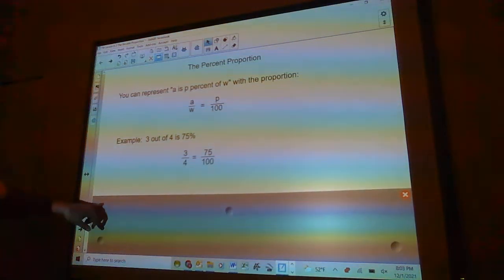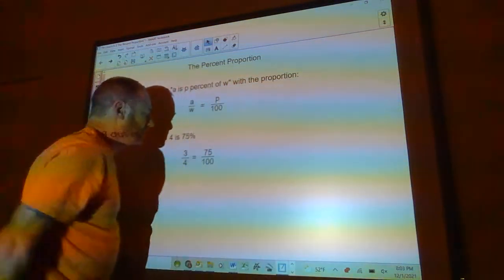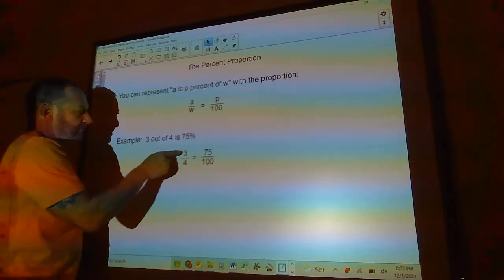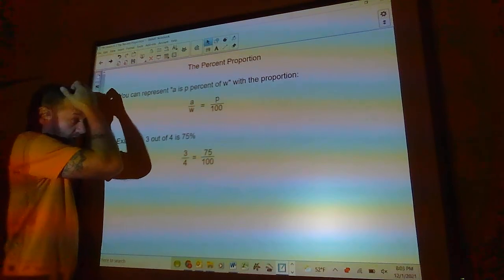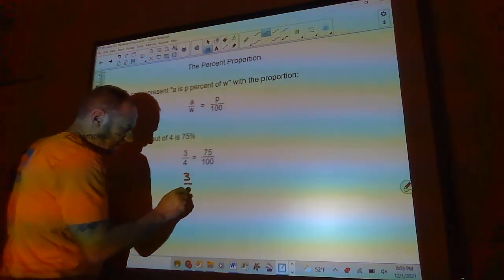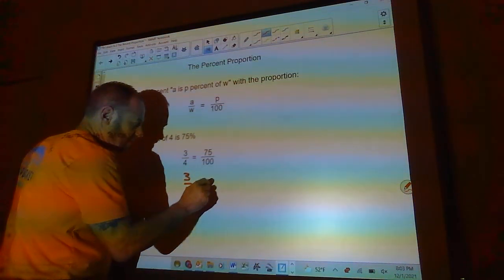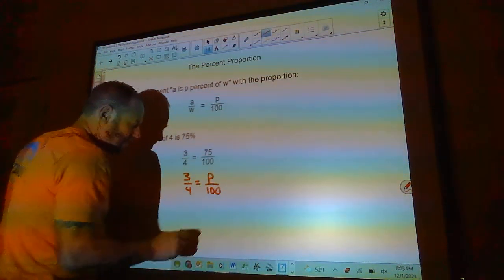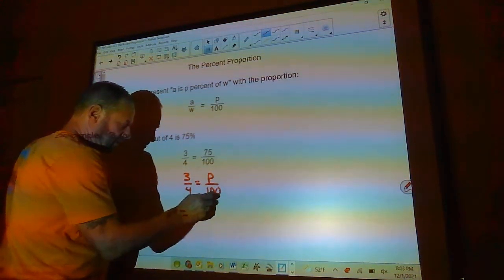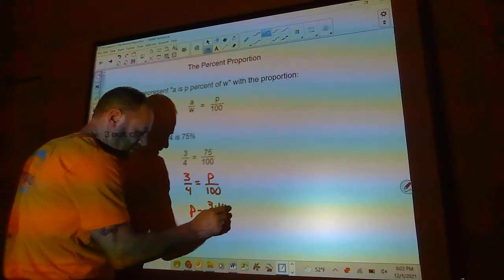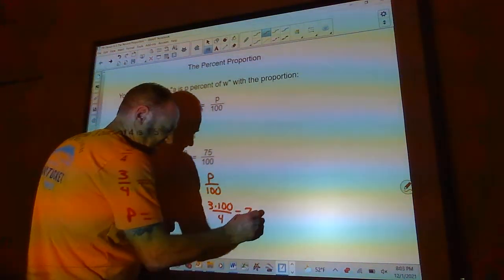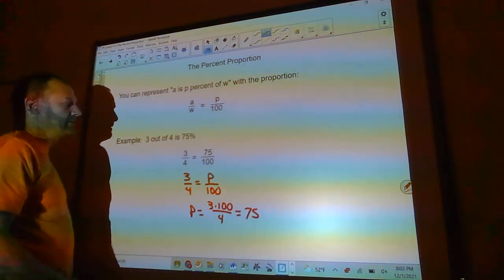So, for example, 3 out of 4 is 75%. You'd show that as, here's your A, 3 out of W would be 4, okay? And you set that equal to P over 100, and then you would solve that by solving a proportion. So remember, P is going to equal 100 times 3 divided by 4, and that's going to come out to be 75. And that's your percent.